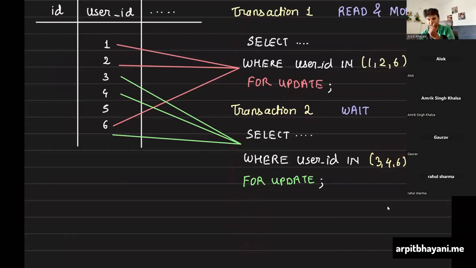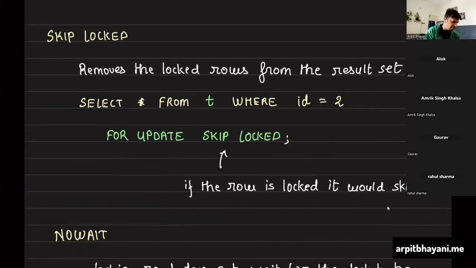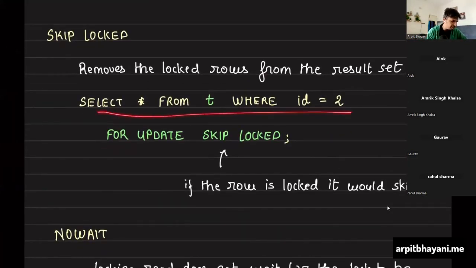Now, there might be use cases, which we'll see in some time, where it is okay for you to skip the locked rows. For example, if my transaction 1 wants 1, 2, and 6, and transaction 2 wants 3, 4, and 6, but it is okay if I don't get all 3 rows. I just want these 2 rows, whichever rows are not locked, I want those. I want to skip the locked rows. Then I have this construct where I can say SELECT ... FOR UPDATE SKIP LOCKED.